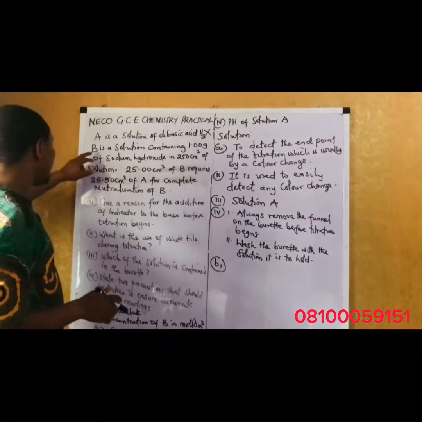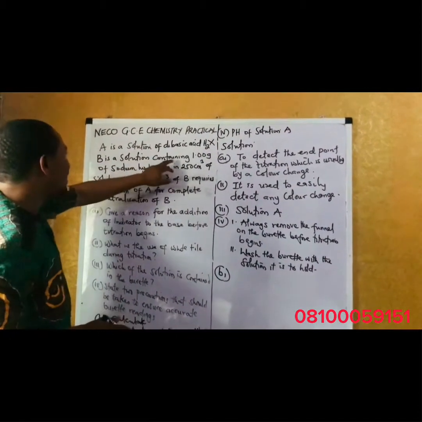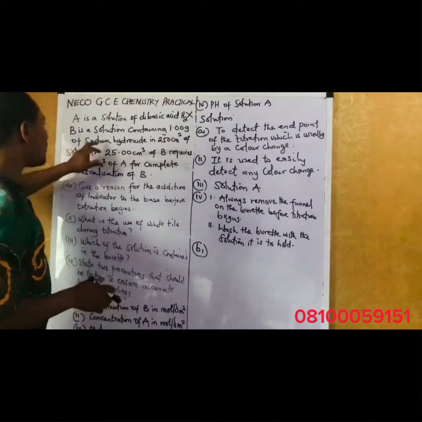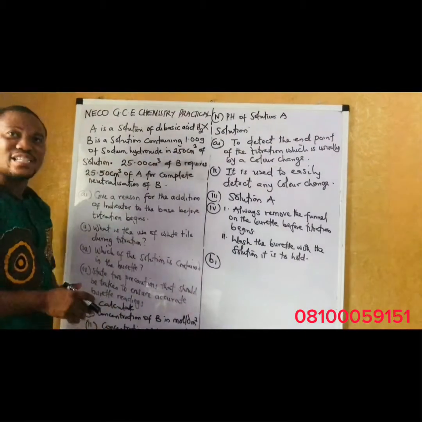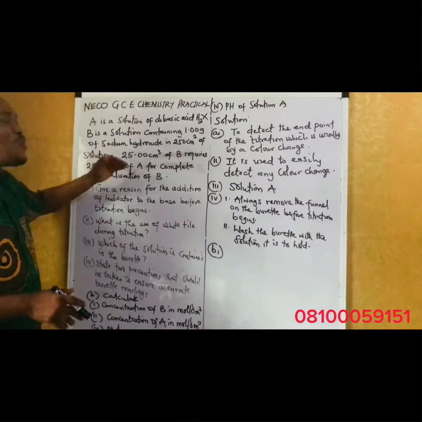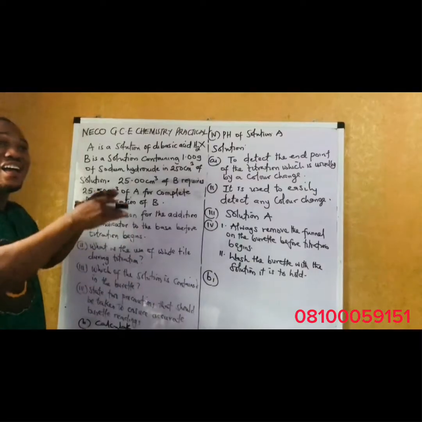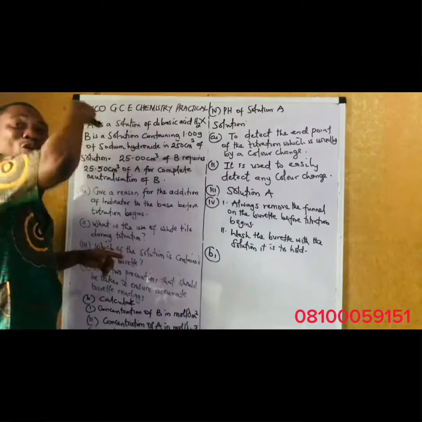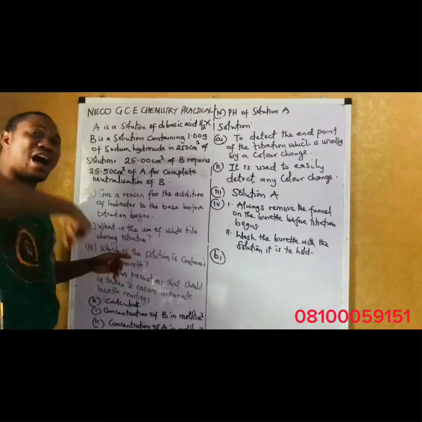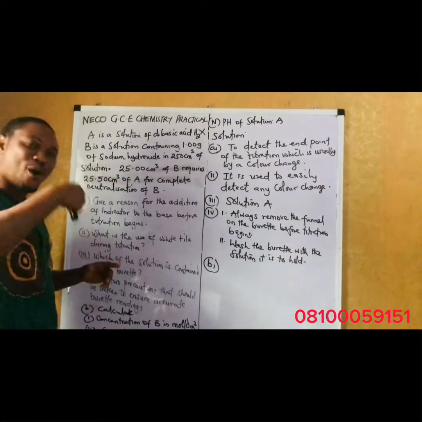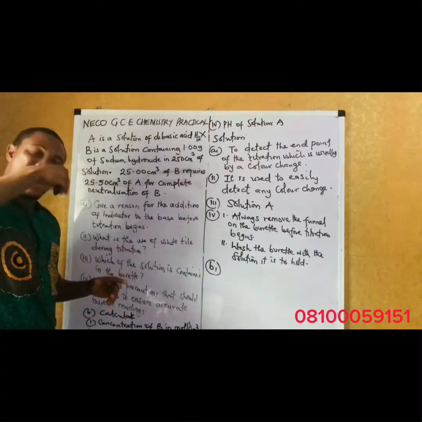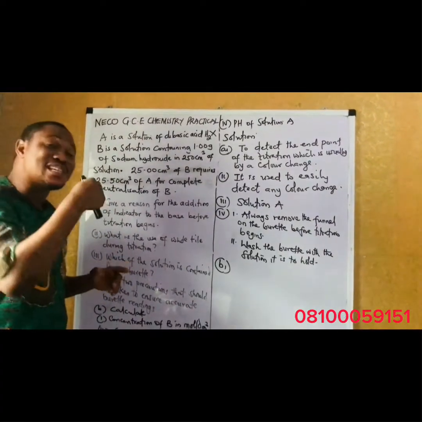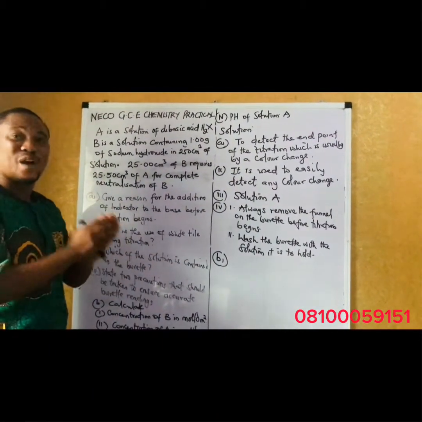What's our B? They said B is a solution containing 1.0 gram of sodium hydroxide in 250 centimeter cube of solution. In fact, if you are Chemistry Hangout family and you have been watching this channel, you see I have predicted questions like this over and over and over again. And for emphasis sake, I'm still going to emphasize on these things so that when you see it in exams, you will not find it difficult.